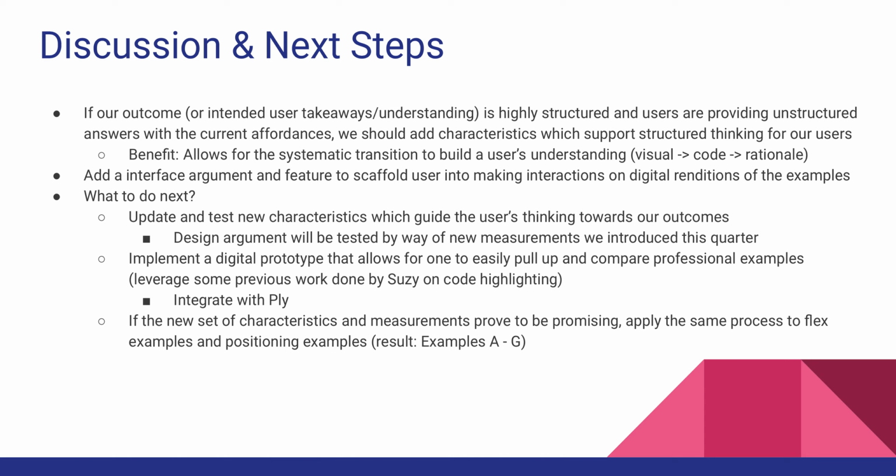So if our outcome or intended user takeaways is highly structured now, and users are providing unstructured answers with the current affordances, notably the articulation prompt, I believe we should add characteristics which support structured thinking for our users. And the benefit for that is that it allows for a systematic transition to build a user's understanding. So you can start with a visual interaction and provide affordances for the user to see all of the different states. And that'll prompt the user to wonder what in the code is responsible for that interaction and what is responsible for that visual output.